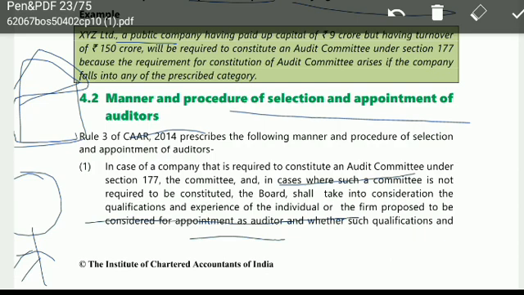So how will you select and appoint the auditor? The board or the audit committee, as the case may be, should first of all consider the qualifications and experience. Think about it: you have a company and you want to hire someone as your auditor. First of all, you will consider whether they are eligible, whether they are qualified enough to audit our company. So first you will check the qualification, then you will check their experience.